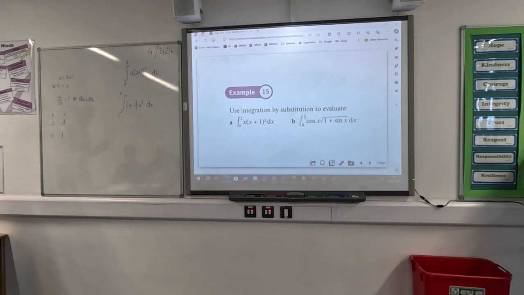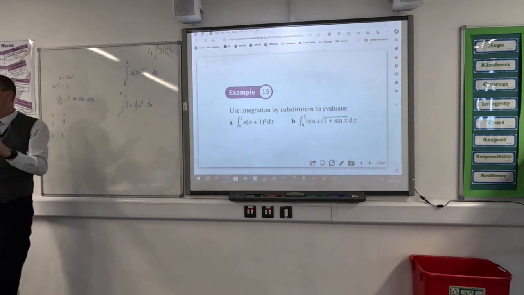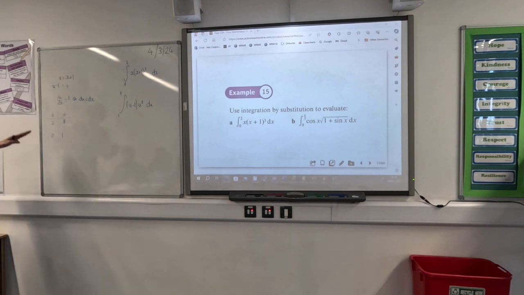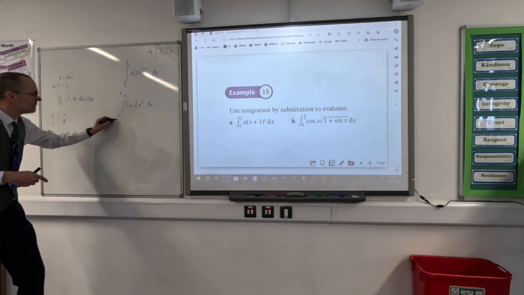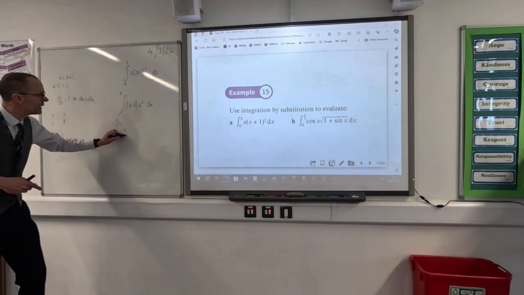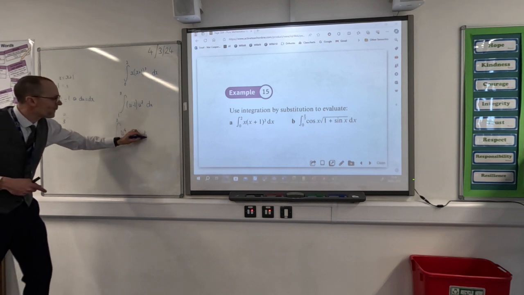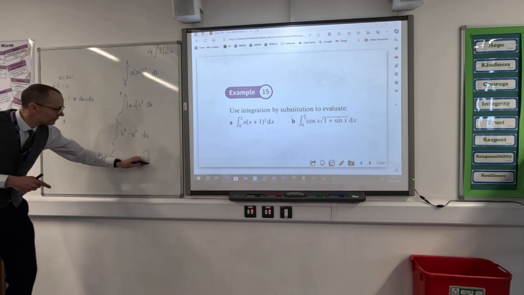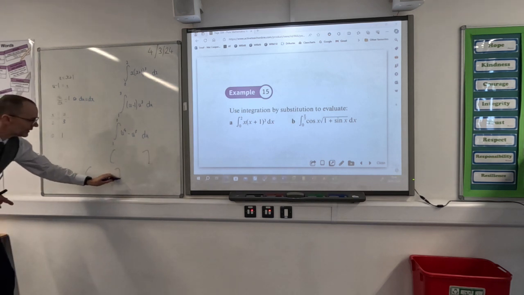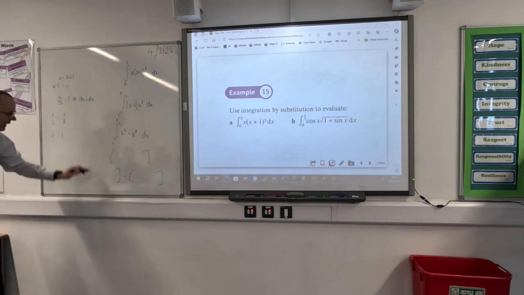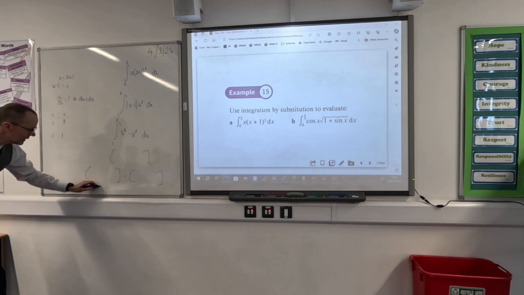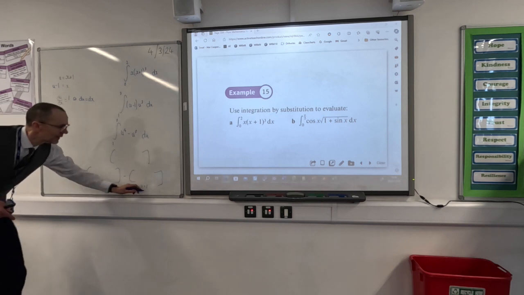Anyway, the good news now is because everything is in the world of u, I don't need to substitute back at the end. So I've done this little extra step here, but it's removed the whole replacing u with x at the end. So now I'm just going to, might as well multiply it out before I integrate. Then I'm going to integrate. Then I'm going to substitute in my values. U is 3, and u is 1, and get the answer.